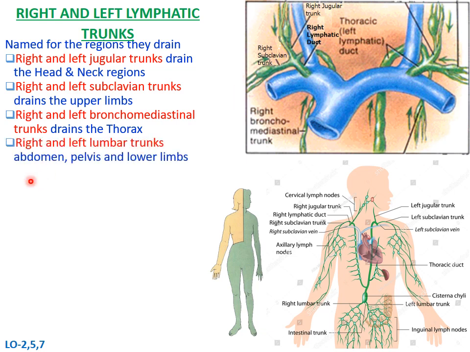Now then here, right and left lumbar trunks drain the abdomen, pelvis, and lower limbs. So as we discussed, lower limb, right? So these are the intestinal trunk. Right lumbar trunk is higher, this one. So lower limb plus intestinal regions, their lymph is all drained into the right lumbar trunk and the left lumbar trunk. So whenever the word lumbar comes, it means it is draining from the lower limbs and the intestine. Intestinal trunk drains the intestine.